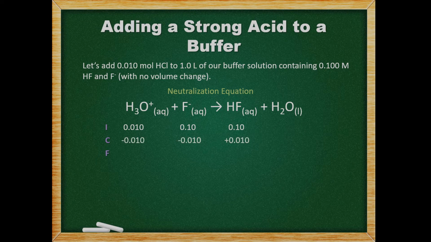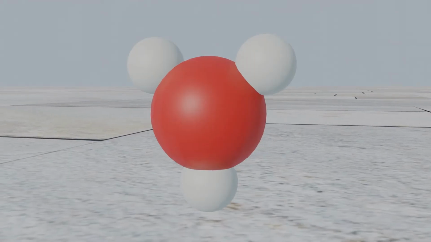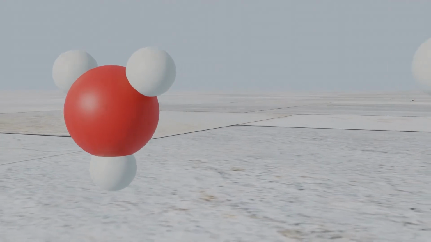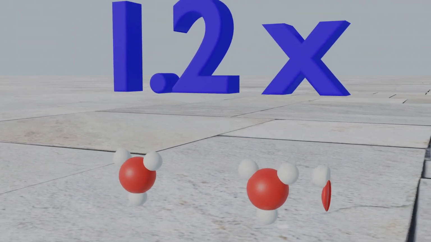We then fill in the values in the change and final row, taking care to remember proper sig-fig rules. Now we can use the Henderson-Hasselbalch equation to get the pH. The pH has decreased, which makes sense since we added an acid. Although the pH has gone down, the decrease is very small. In fact, the hydronium concentration here has only gone up by a factor of about 1.2 times.